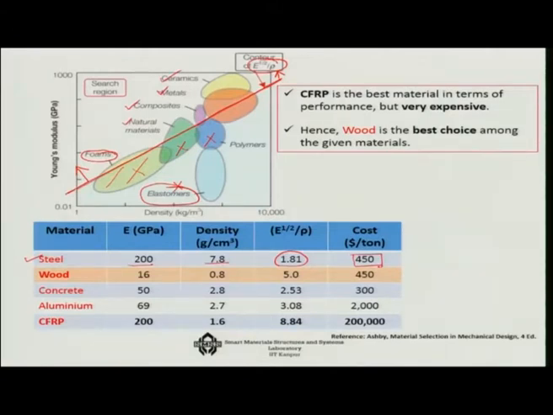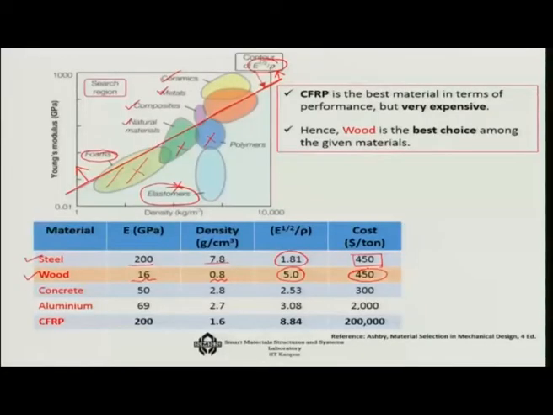1.81 we are getting. Let us look at wood. For a reasonable quality of wood, modulus of elasticity is about 16, density is 0.8, that is less than water, it is very light. So, I get a high factor, square root of E by rho is 5. It is much higher than steel, and the cost is about 450. No wonder, for many traditional applications, even today, if you look at the chariots of Jagannath for example, they are made of wood. So wood is a very good choice, better than steel because it is light, and that is why it is good for this application.